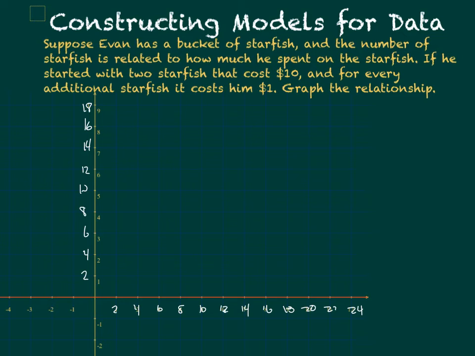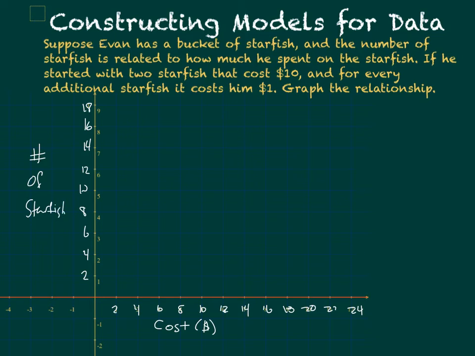So it looks like we could put our cost on the bottom here. So this will be our cost in dollars. And then up the y-axis, we'll just call this the number of starfish. All right, and then we could just graph it.